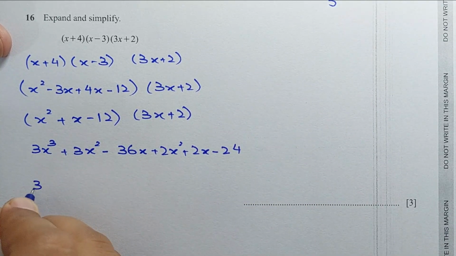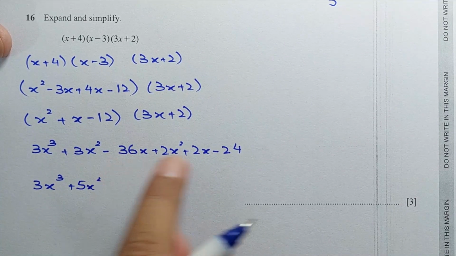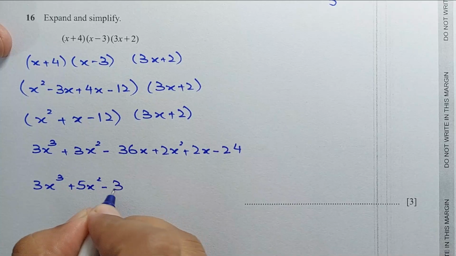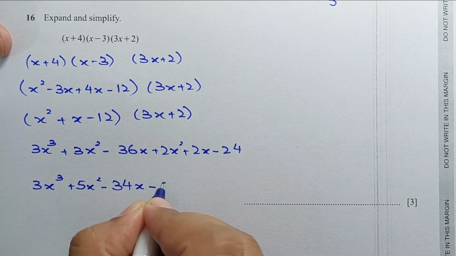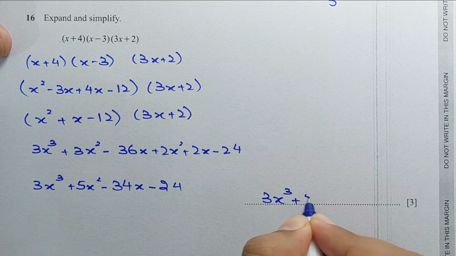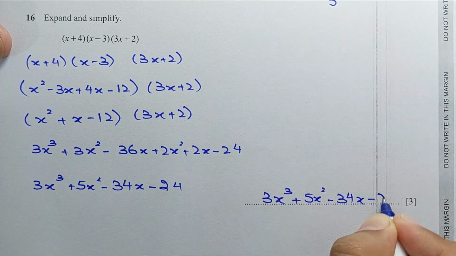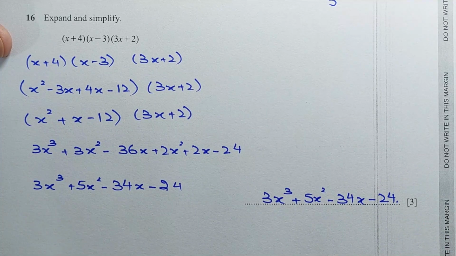So we have 3x cube, 5x square. These are the x terms, minus 34x and minus 24. So 3 is the coefficient of x cube, 5 is the coefficient of x square, minus 34 is the coefficient of x, and the constant term is minus 24.